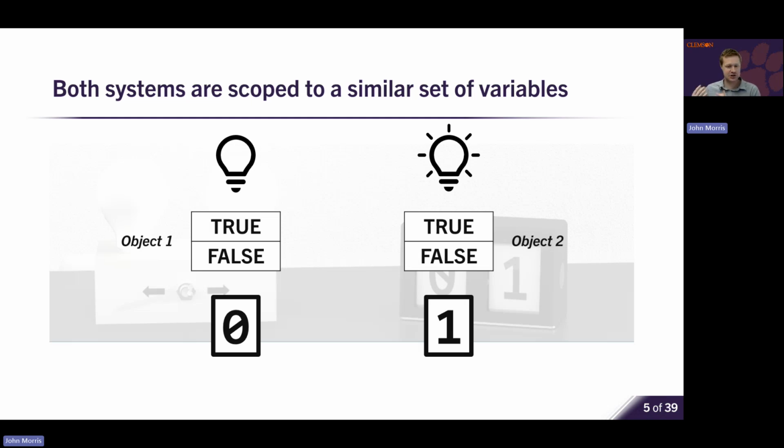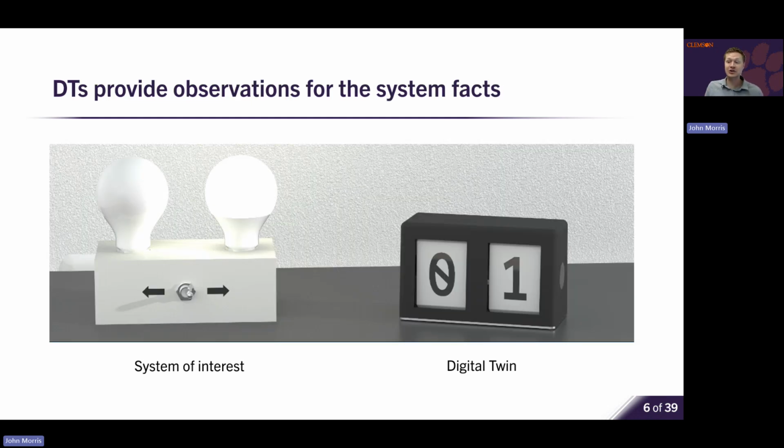What we're making here is the twin part of our digital twin. The digital twin is a digital twin because it shares the same kind of states and values. If I see a 0 in the digital twin, it should correspond to being off for the light bulb, and vice versa for a 1 and being on. If I go back to my digital twin, I can use it to provide observations on the system of interest.